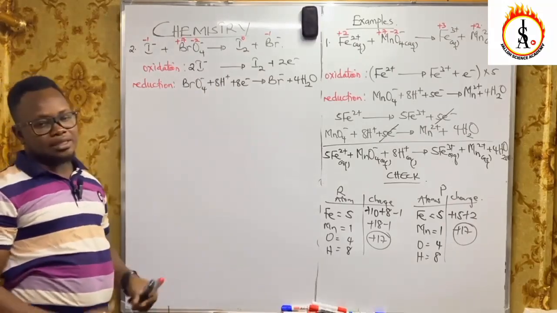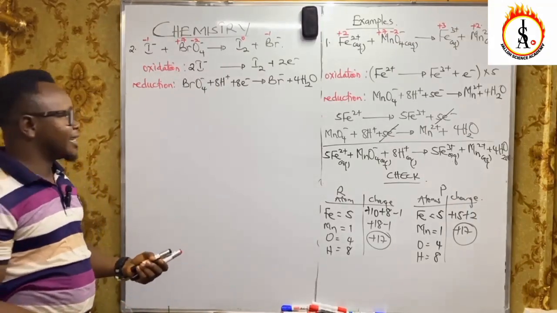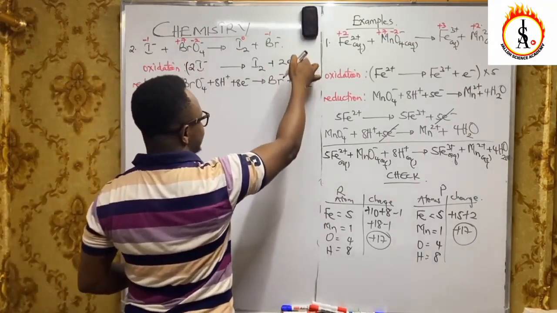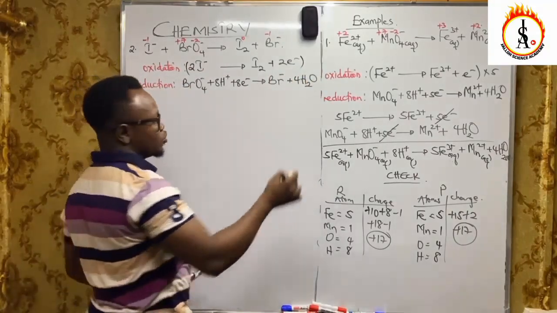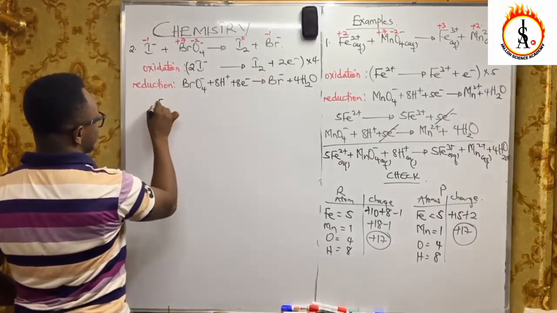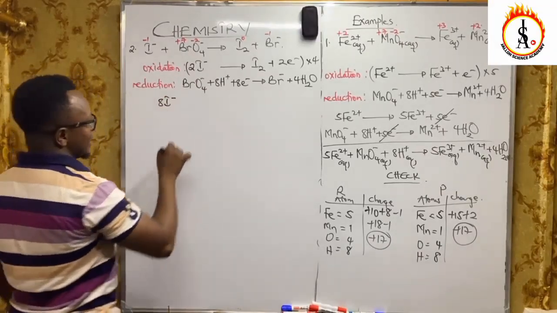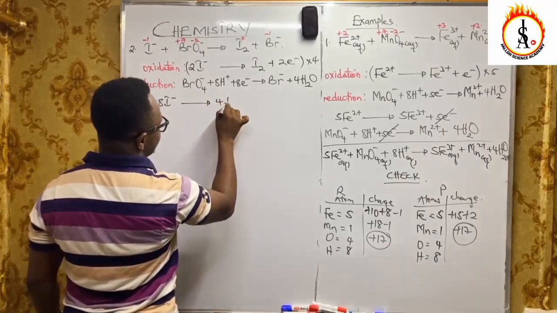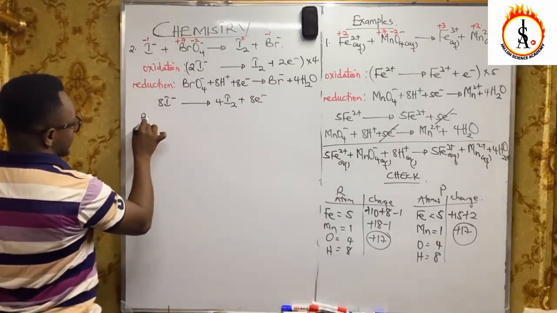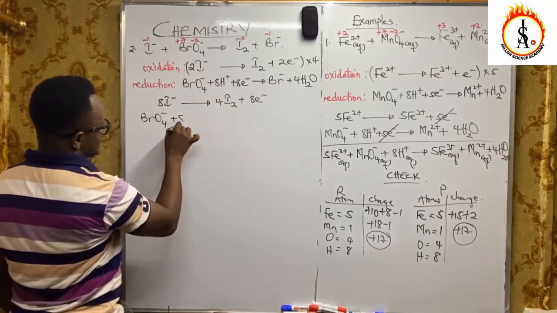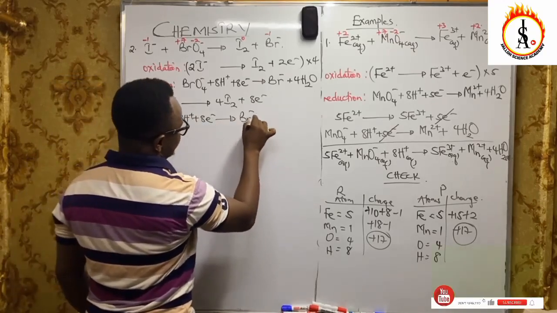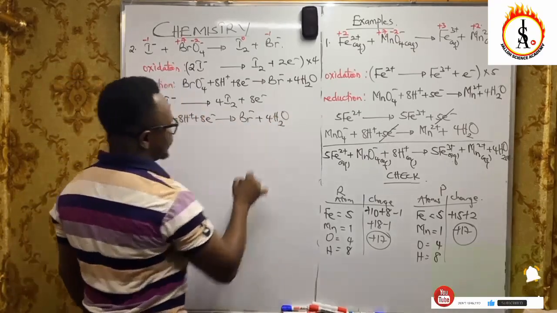So next, we ensure that we merge the electrons lost and electrons gained. 2 electrons are lost here, 8 electrons are gained here. So what we do, we have to multiply here by 8 and here by 2. But 2 is a factor of 8. So we are just going to multiply here by 4. Okay? So if we work that one out, we are going to get 8 iodide ions to give us 4 iodine molecules and 8 electrons. So this will give us the tetraoxobromate 7 ion plus 8 hydrogen ions plus 8 electrons to give us the bromide ion and 4 molecules of water.